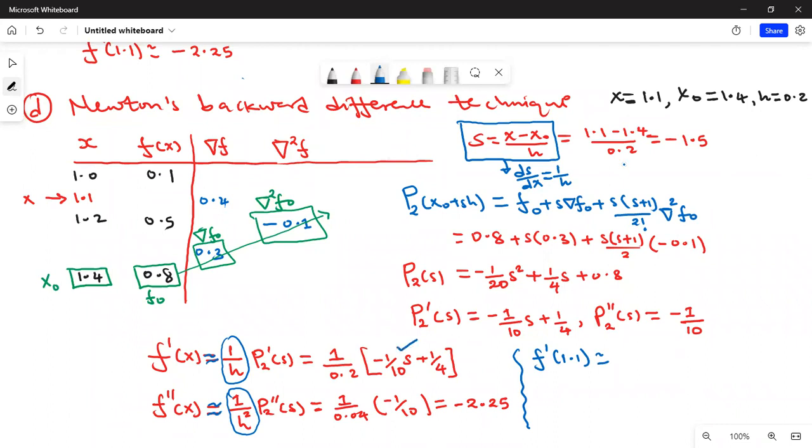substitute s here. So we'll have 1/0.2 times negative 1/10 times our s, which is negative 1.5, then plus 1/4. We are going to get 2. And f double prime of 1.1 is also approximately equal to the value we got here, which is a constant, negative 2.25. So this is how to use those interpolating polynomials to be able to find the derivative of the function f of x.